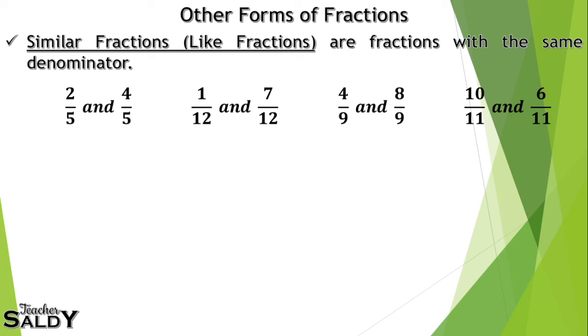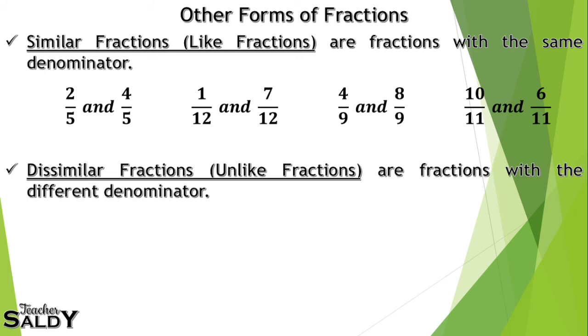So 1 over 12 and 7 over 12. Also 4 over 9 and 8 over 9. And then 10 over 11 and 6 over 11. So these are what we call similar fractions.